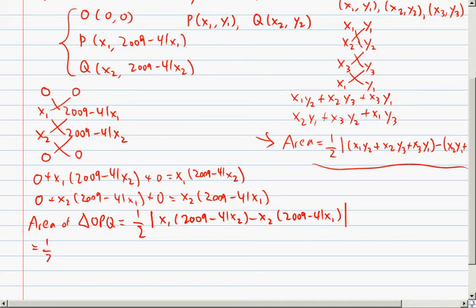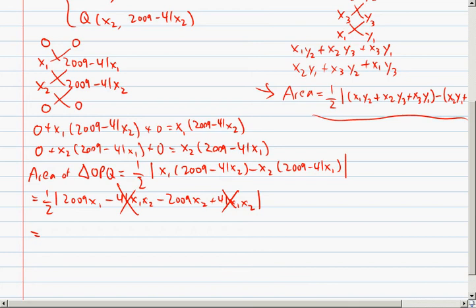And let's simplify that. Expanding that out, we have 2009x1 minus 41x1x2 minus 2009x2 plus 41x1x2. So the x1x2 terms cancel out. And we can factor 2009 out of the absolute value sign. So the area in terms of x1 and x2 would be 2009 over 2 times the absolute value of x1 minus x2.